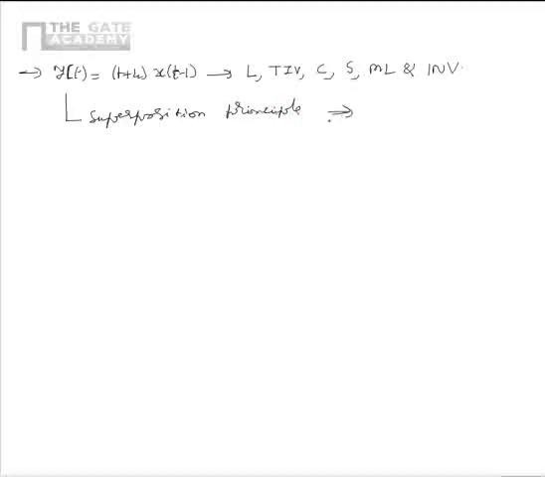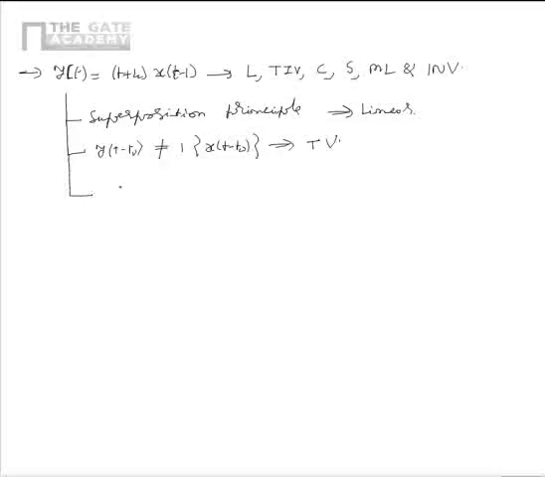From this, we can say that the given system is linear. We can also say that in this case, the output due to delayed version of input is not equal to delayed version of output. From this, we can say that the given system is time variant.